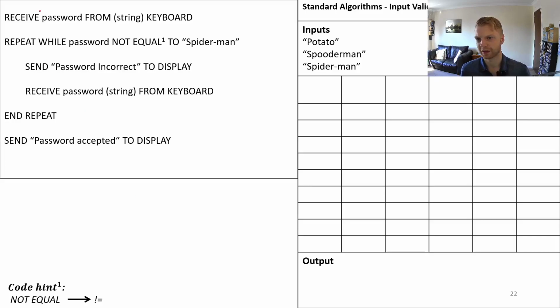So let's highlight the variables as before. So we've got password. Now this is a very large condition. The not equal is the condition. So while the password is not equal to Spider-Man. Now this one isn't part of the code. That's just to remind you that not equal is exclamation mark equals. And then we highlight this.